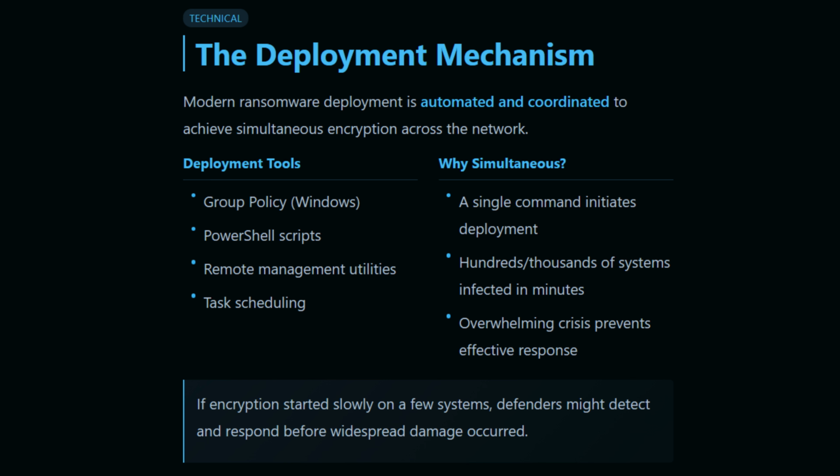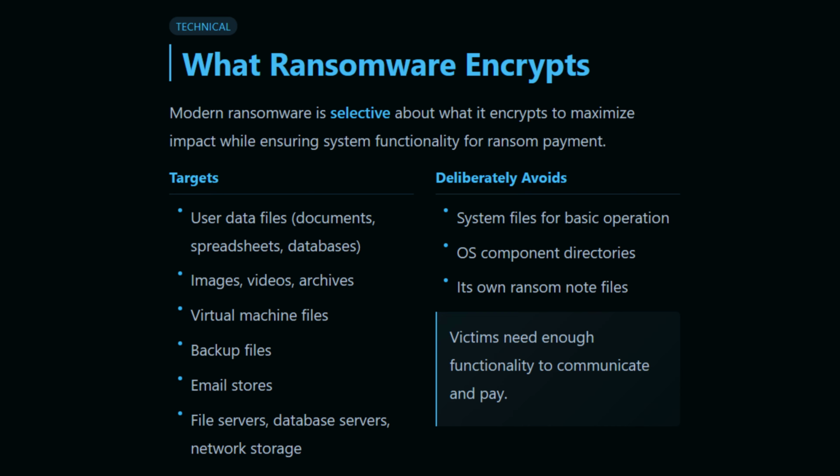This simultaneous deployment is critical. If encryption started slowly on a few systems, defenders might detect and respond before widespread damage occurred. Simultaneous deployment across the network creates overwhelming crises that make effective response extremely difficult. Modern ransomware is also selective about what it encrypts to maximize impact, while ensuring system functionality for ransom payment.